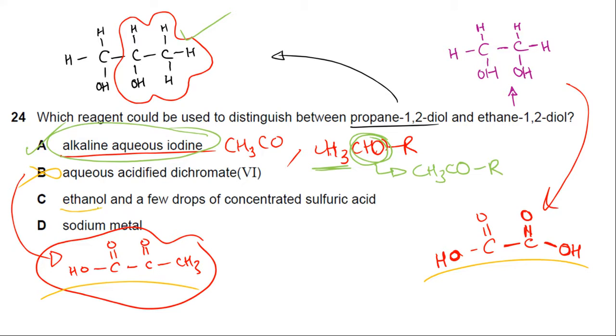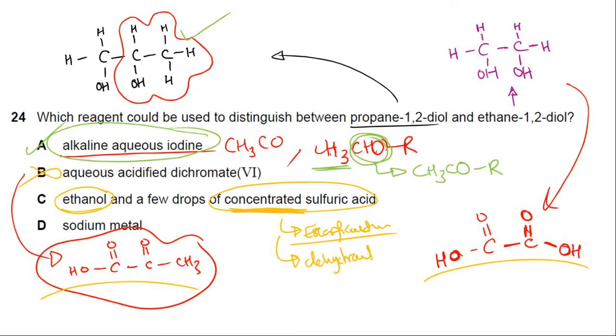For C, it says ethanol. Ethanol can't react with an alcohol, but it said a few drops of concentrated sulfuric acid. One important thing to note is that in the entire A-level syllabus, whenever you read concentrated sulfuric acid, it could only lead to two types of reactions. It could either be esterification, and that cannot happen because esterification happens between an acid and an alcohol, and here we have alcohols, not acids. The other reaction is dehydration, which can happen for alcohols, and you would get alkenes. But even if they're different alkenes, how would we distinguish a solution of those? So it can't be C.